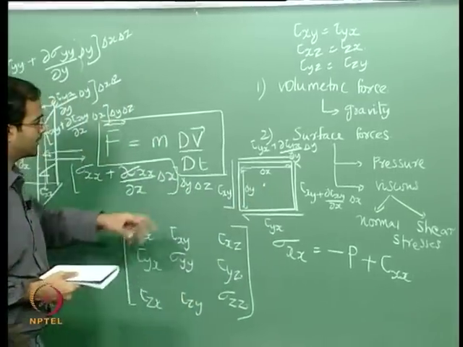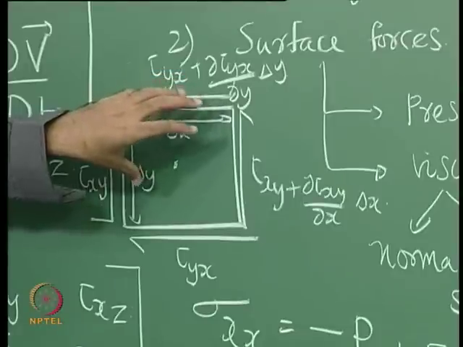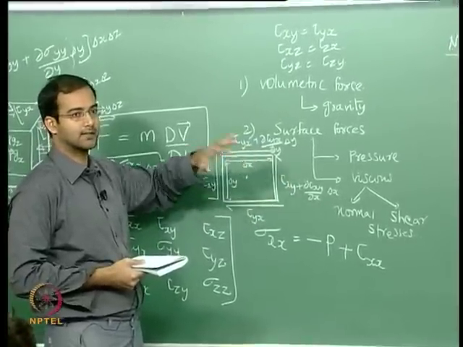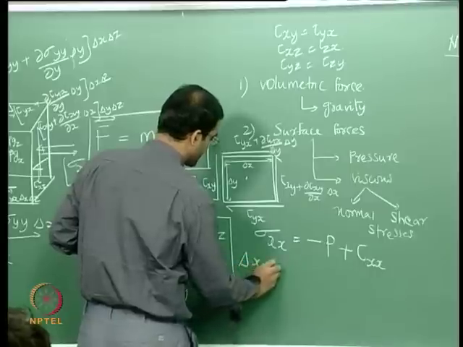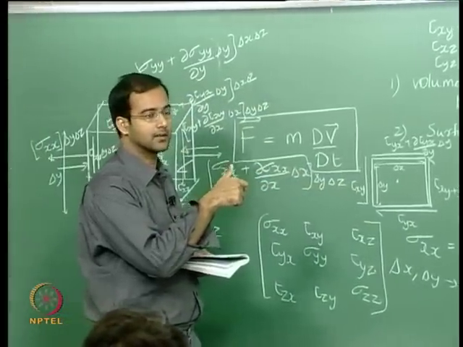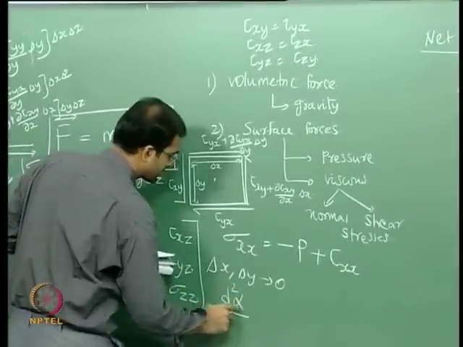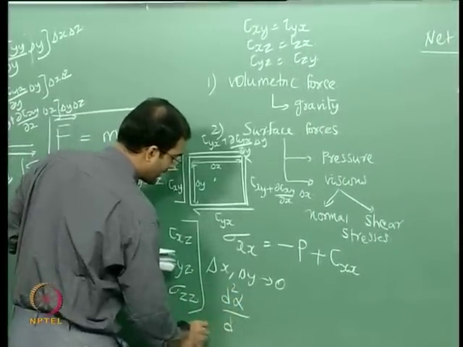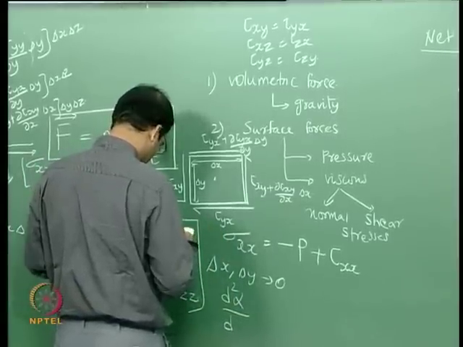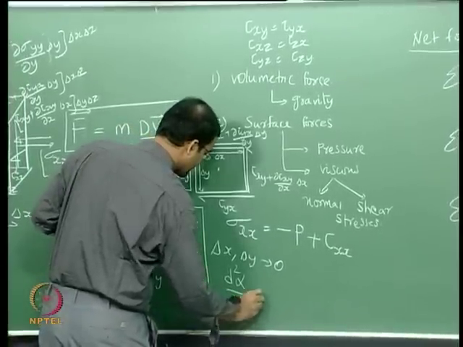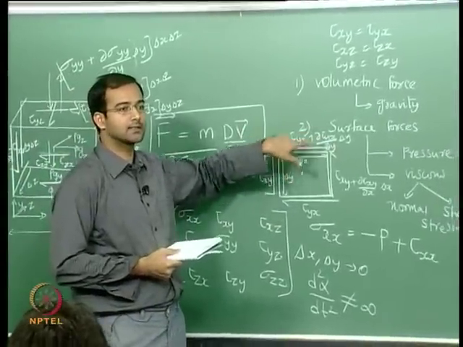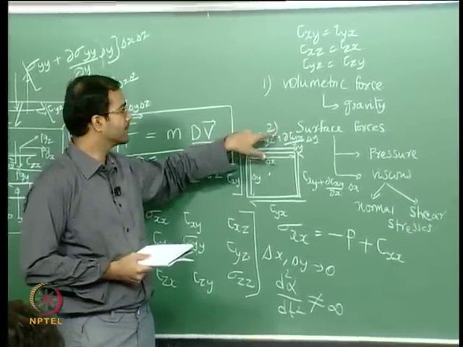Now if you want to make sure that there is no rotational movement on this control volume, that comes from the fact that as you reduce delta x and delta y, as delta x and delta y go to 0, the angular acceleration that we are looking at should not go to infinity. So if this is your angular displacement alpha, and you denote your angular acceleration as d square alpha by dt square, this should not go to infinity. This condition can be satisfied only if there is no imbalance in these forces.